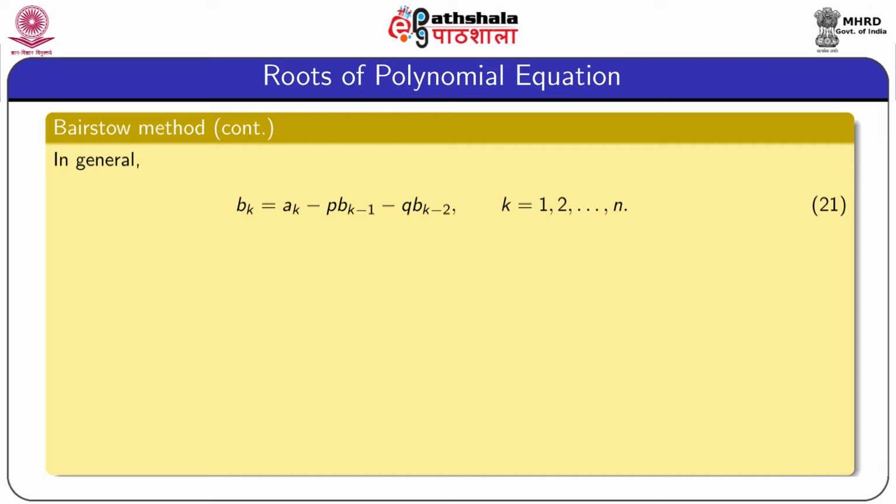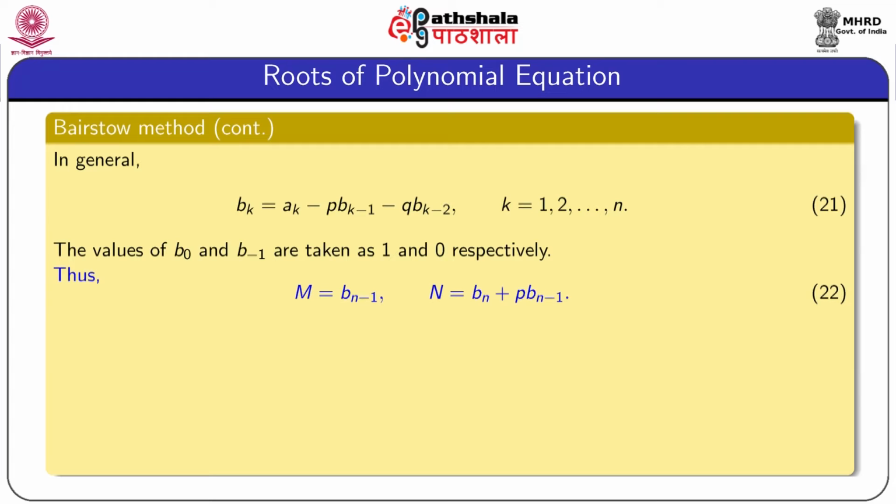In general, the values of b's are obtained by the equation number 21. This is a recurrence relation to get the values of b1, b2 up to bn, and this one is bk equal to ak minus p into b_{k-1} minus q into b_{k-2}, and for consistency we assume that b0 is equal to 1 and b_{-1} is equal to 0.